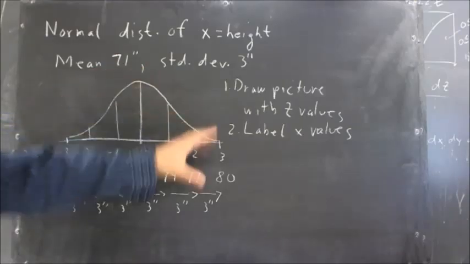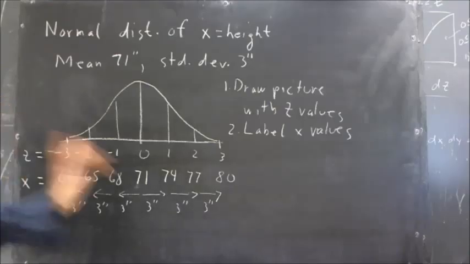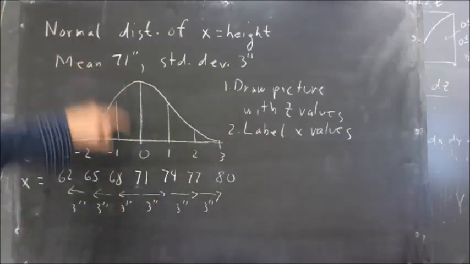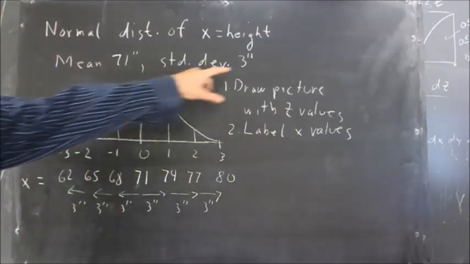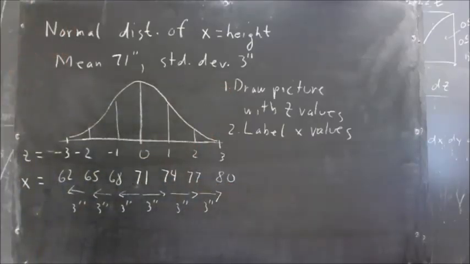We've sketched the normal distribution. We've divided it into 1 standard deviation increments and labeled the z scores or the z values accordingly. Then we labeled the x values using our knowledge that the mean is 71 and the standard deviation is 3, and these numbers stand for heights in inches.